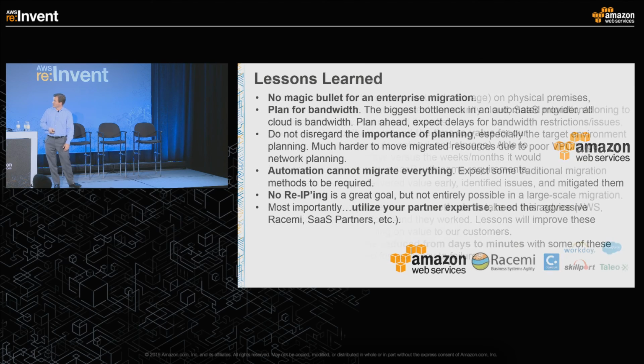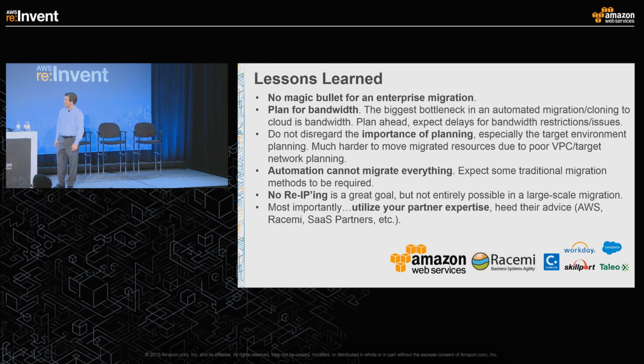All right, now I'll go to lessons learned. There's no magic bullet for an enterprise migration. It takes hard work. It takes a partner network. About 20% of our migrations to AWS were manual efforts where we had to manually do the work. So it's not as if there's a magic tool that's going to solve all the problems.